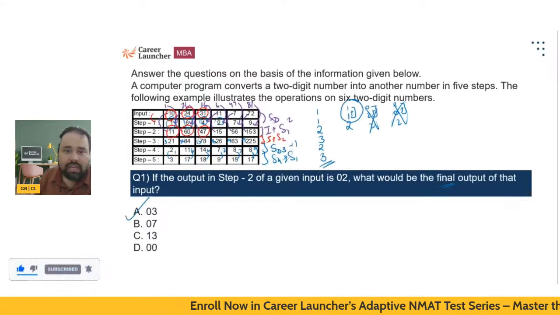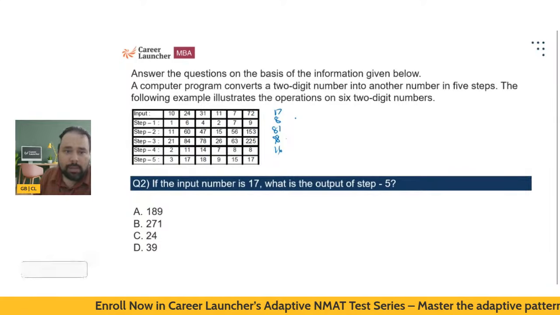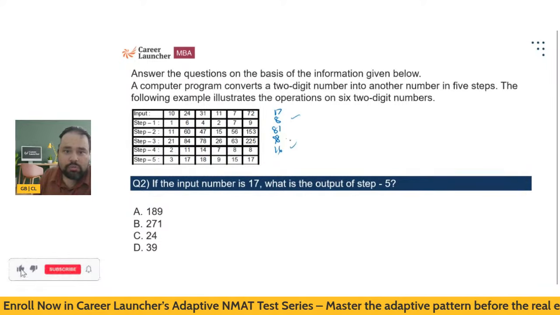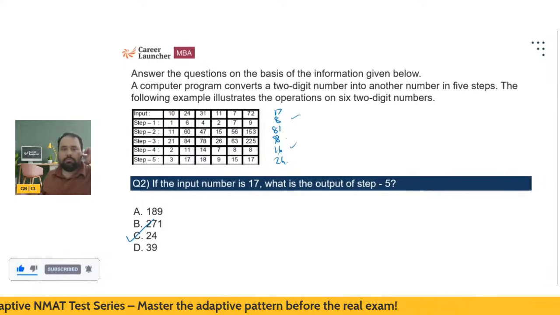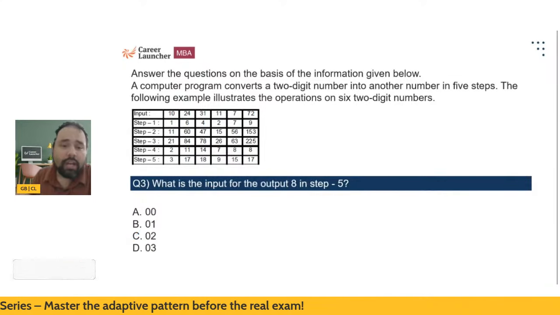Step 5 में क्या है? Step 4 plus step 1. Step 1 was 8, step 4 is 16. So 16 plus 8, which is 24, which is the answer. Clear? So this is the way of going ahead and doing it.